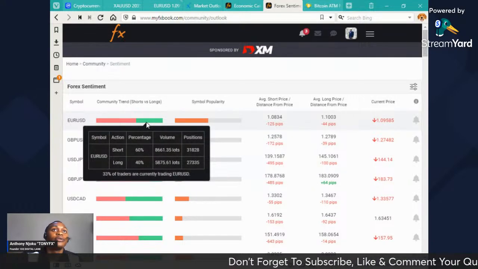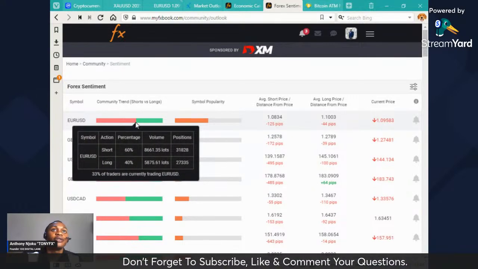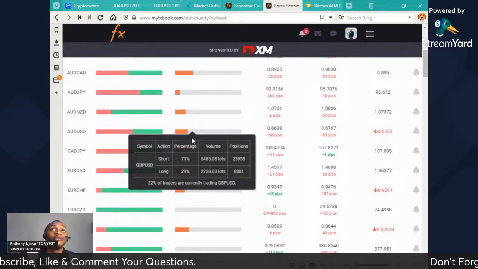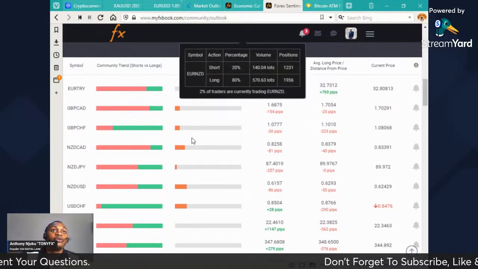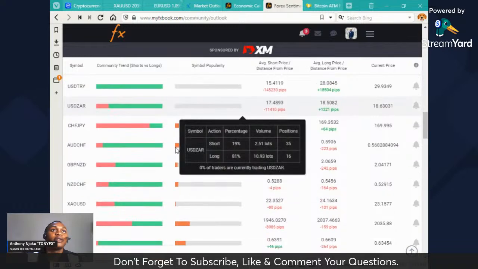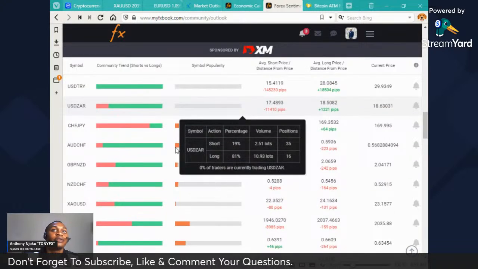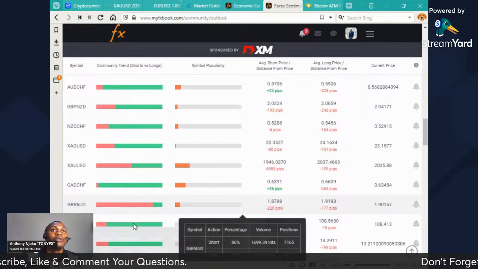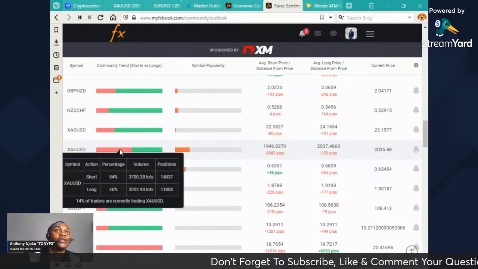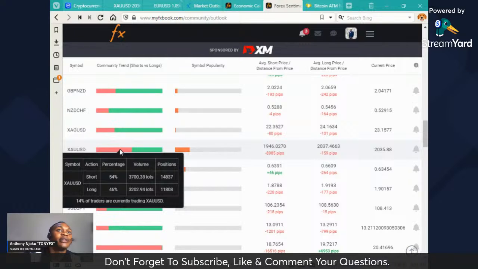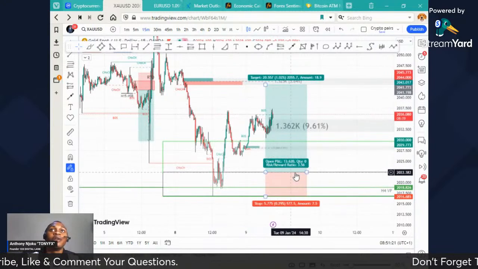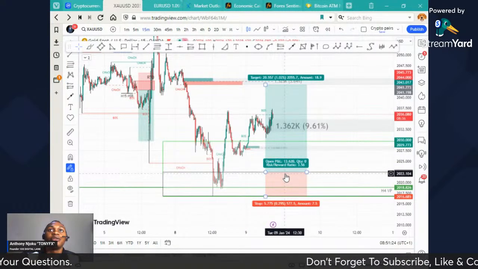Okay, so sentiment is still short 60% for EURUSD, long is 40%. So let's check out XAUUSD. For XAUUSD, we see over here short is 54%, long is 46%. So we're going with the minority, but we still need the market to come back over here.